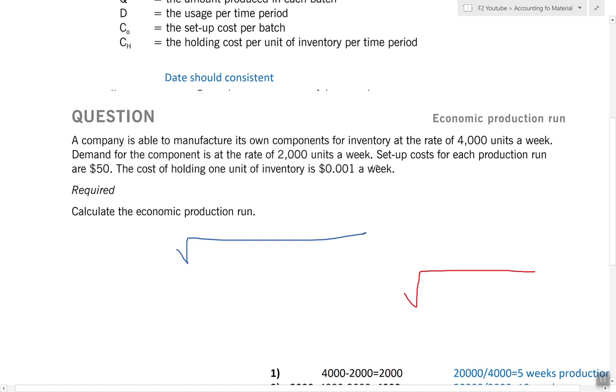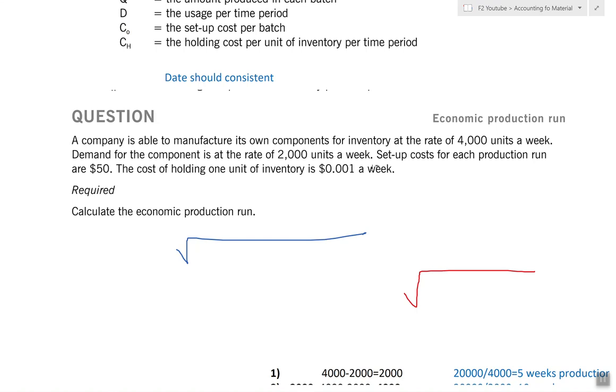Remember, demand should be lower than our production capacity. If demand is higher than our production capacity, then we shouldn't stop. We should continuously be producing. There shouldn't be any economic production run quantity. The idea is if our capacity is more than the demand, then we should produce a certain quantity, and after that quantity, we should stop production.